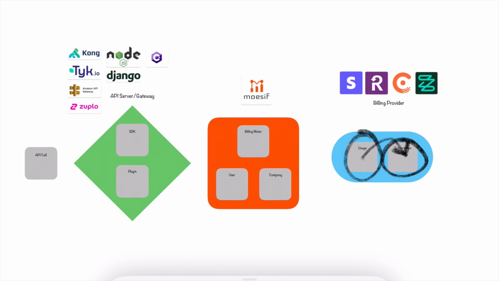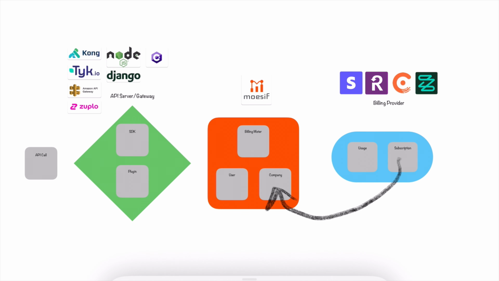Now with Moesif, the subscription data also gets synced back over to the company and the user profile within Moesif. This means that we can, within Moesif, actually see what the current usage is for the subscription. We can see if they're doing prepaid, we can see how much balance is left, and we can actually use that to enforce paywalls and these types of things at the plugin or the SDK level.